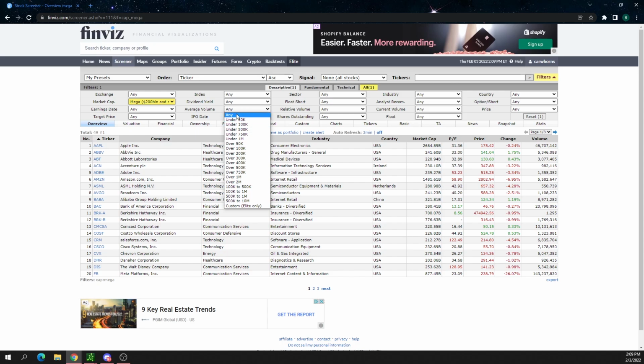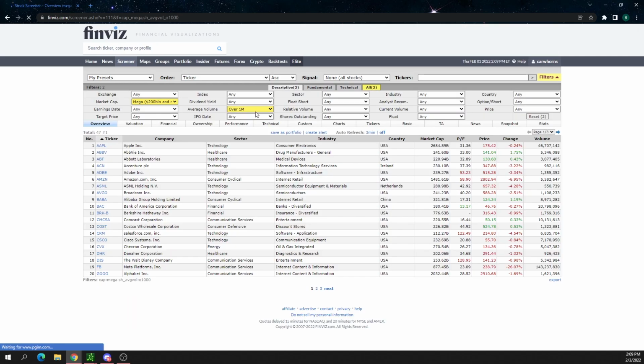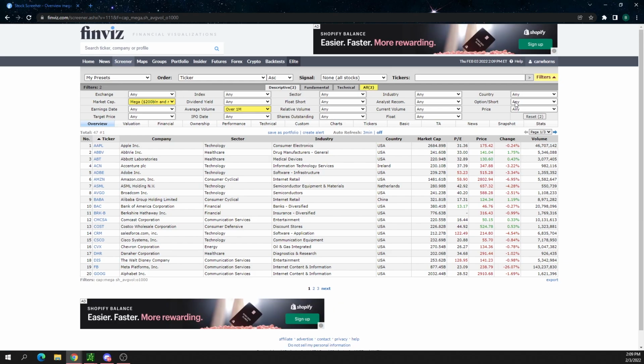So what we're going to do, go to average volume. And personally, I like to choose over 1 million. You can also play around with over 750,000, but I'm going to choose over 1 million in this scenario. Now, the next thing that's going to be the most important is right here where it says option/short. Click on that and then click optionable and shortable.